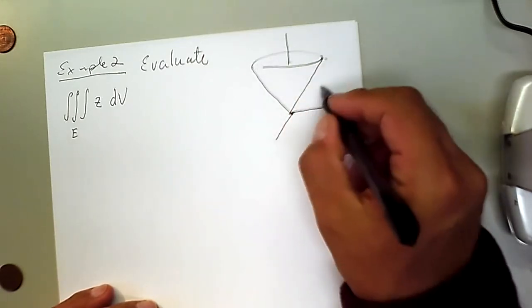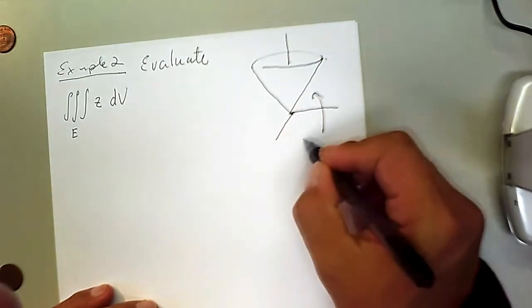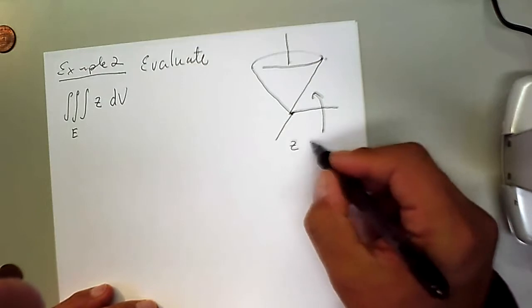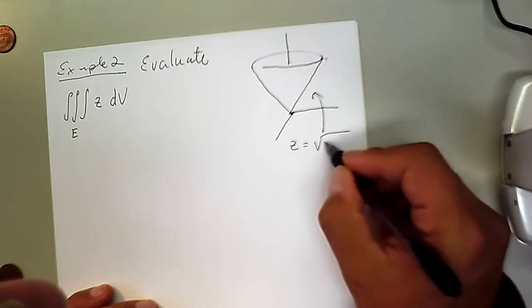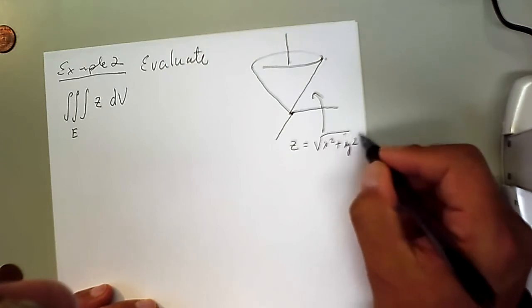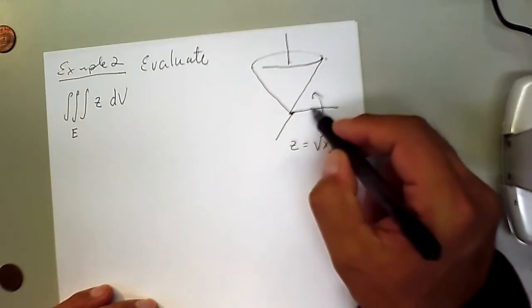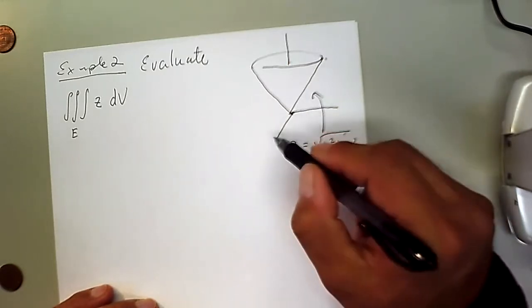And the equation of the cone, this side, the equation is z equals the square root of x squared plus y squared. So that is our straight cone. There's a cone with an angle of 45 degrees relative to the plane.